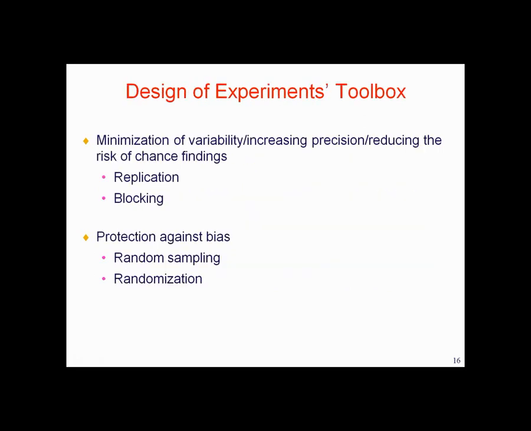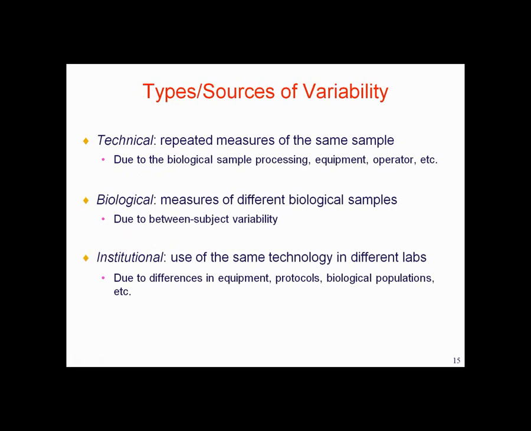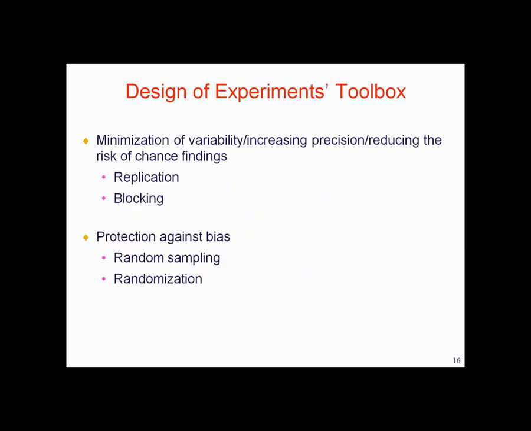So now, to address the different issues I just mentioned, like variation and bias, we have a couple of techniques which can be used in design of experiments. Minimization of variability, or increasing the precision, is obtained by using replication or blocking. These are the two techniques which allow you to address the issue of increasing the precision of your experiment.